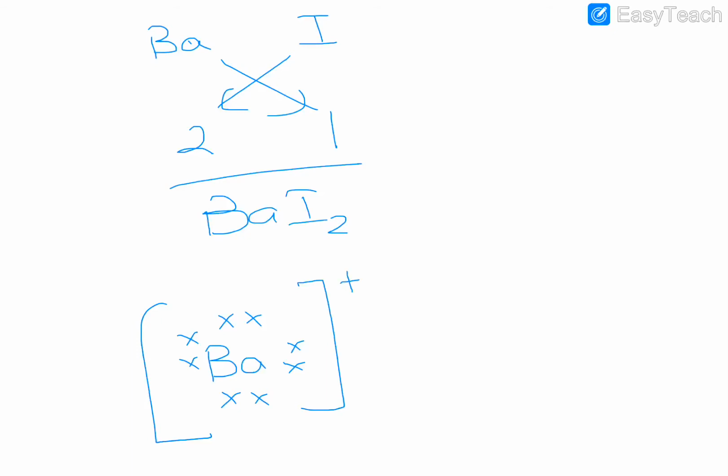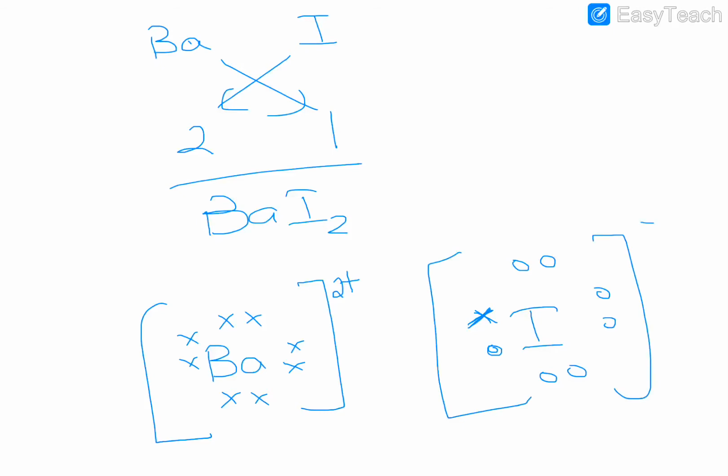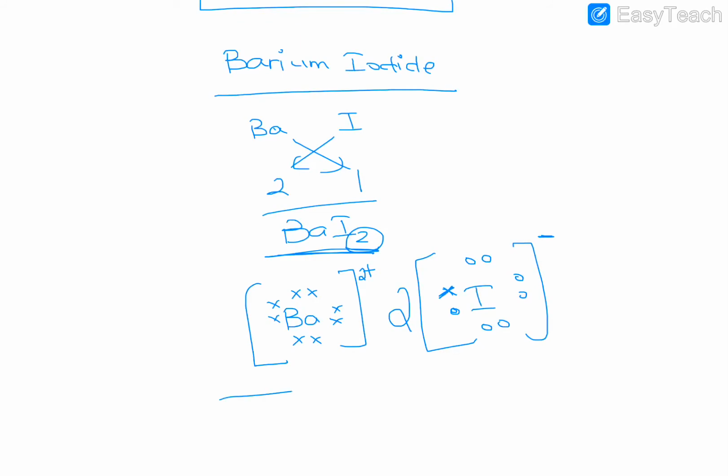So Ba2+, and iodine is going to have 7 outermost electrons of its own. And because it has valency 1, it will gain 1 electron, so 1 cross. Therefore, it's I-. But when you look at the formula, because there's a 2 here, I'm going to put a 2 in front of the iodine. So here I have the structure of the dot and cross diagram for barium iodide.